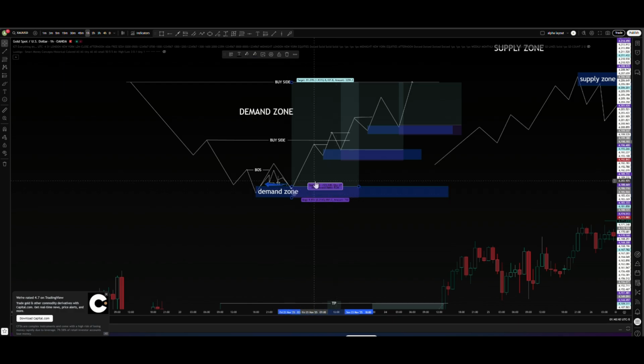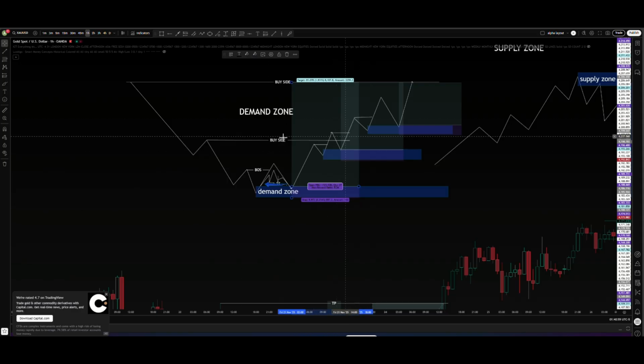You're risking 1 to make 9 times. So if you have ever wondered why price suddenly explodes, why your entries keep getting trapped, stay with me. Let's break down why demand and supply zones are the best way to take positions.